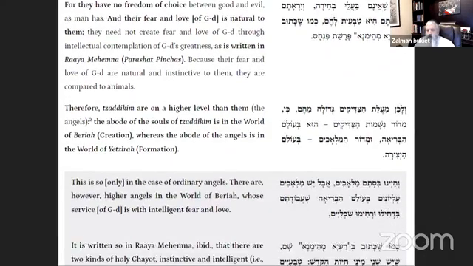Because it's brought down that the abode of the souls of tzaddikim is ba'olam habriyah, in the world of creation, while the world of angels is in the world of formation, ba'olam hayetzirah. So in the four worlds, you have the world of emanation, Atzilus, then the world of creation, Briyah, the world of formation, Yetzirah, and then the world of Asiyah. So the tzaddikim are in the world of creation, the malachim in the world of formation. Now most of us, our souls will reach in Gan Eden to the world of Asiyah.